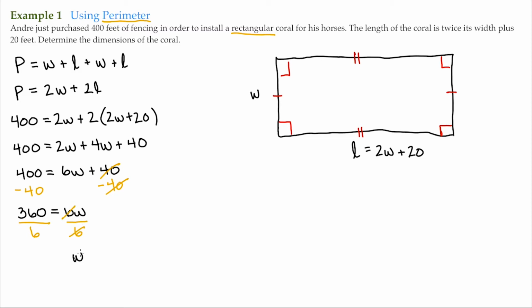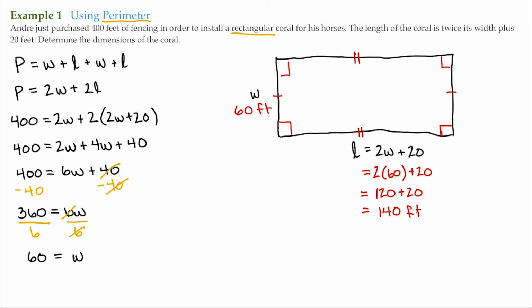So then the width is 60 feet. So I'm just going to put that in right here. I'm just going to pen it in. 60 feet. If the width, W, is 60 feet, here it is right here. So this winds up being 2 times 60 plus 20. 2 times 60 is 120. And 120 plus 20 is 140. So the dimensions of his corral here is 60 feet by 140 feet.